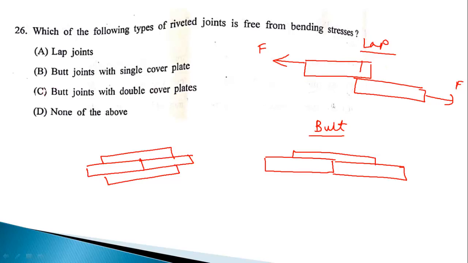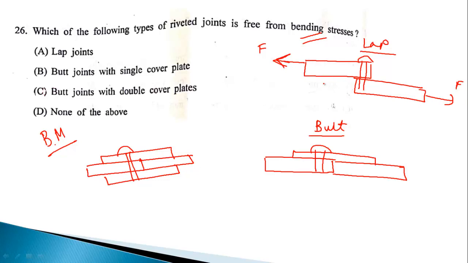In riveted joints, these are rivets. It's given that riveted joints are free from bending stress, meaning no bending stress is developed. Bending stress is developed due to bending moment, so if in a connection there is no bending moment, there is no bending stress. If you see a lap joint, this is one force and there is another force.